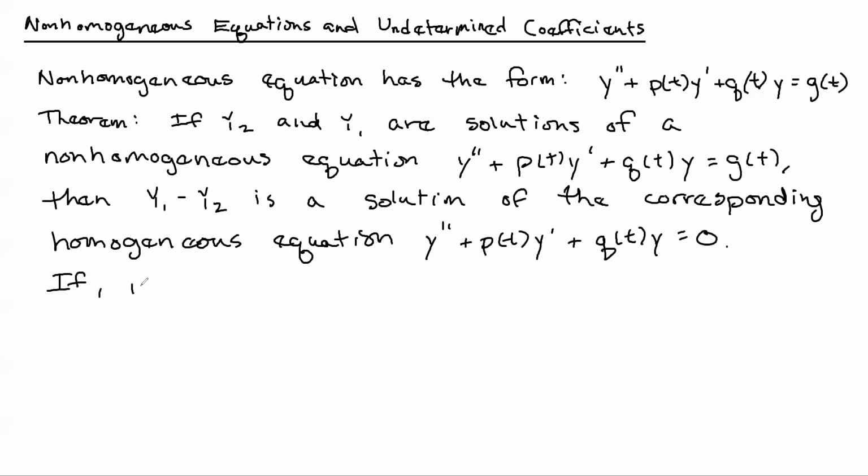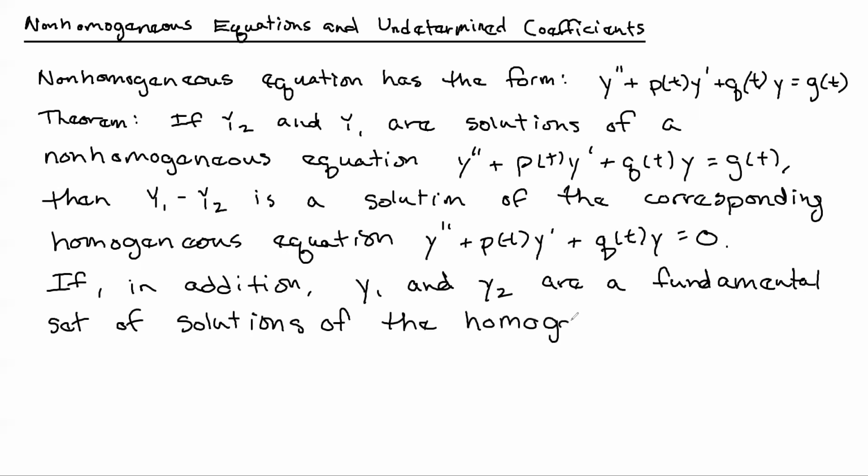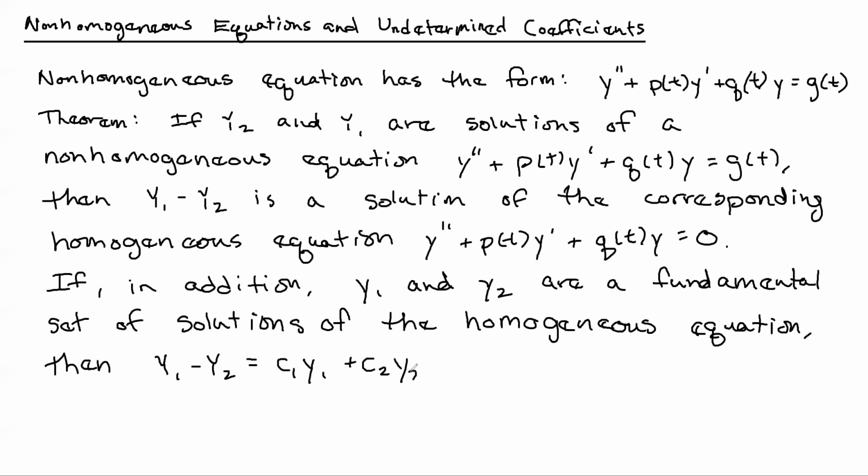If, in addition, lowercase y1 and lowercase y2 are a fundamental set of solutions of the homogeneous equation, then capital Y1 minus capital Y2 equals C1 lowercase y1 plus C2 lowercase y2 for some C1 and C2.